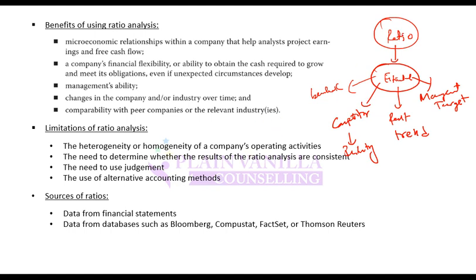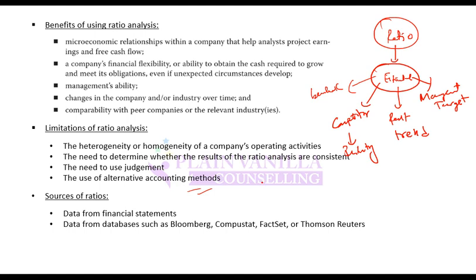Secondly, ratios are calculated using financial statement figures, and different financial statements may be prepared using different accounting methods. Maybe there is a company following IFRS, another company following US GAAP. Maybe there is a company using straight line method of depreciation, another using accelerated depreciation method. So that is again a limitation, that you might not be able to compare one company's ratio with another company's ratio.